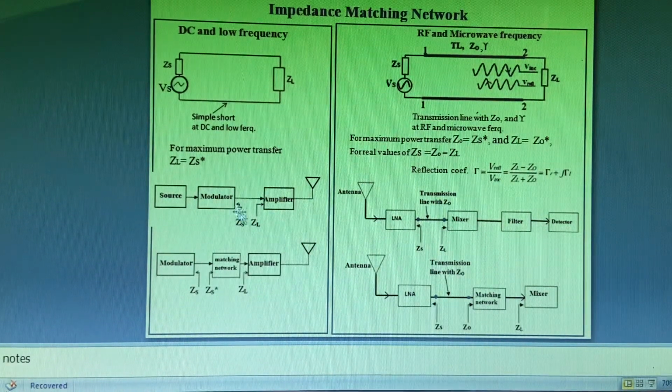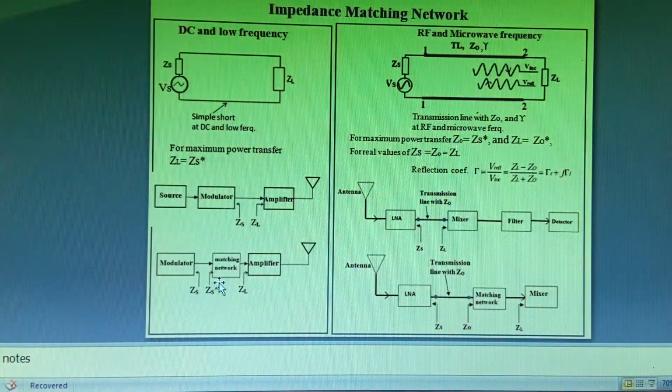In most circuits, it is difficult to have ZL matched with the Zs because they are the input and output impedances of some circuits. In such a case, maximum power may not be transferred from one circuit to the other, because one is acting as a source and the next circuit is acting as a load. If there is a mismatch, then there is no maximum power transfer from source to the load. So in such cases, it is very essential to use an impedance matching network between the modulator and the amplifier, as shown in this figure.